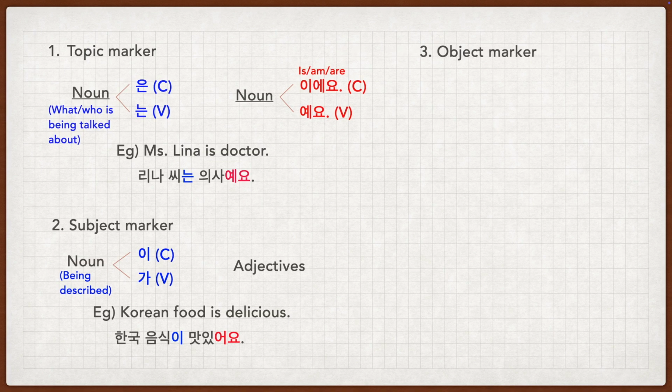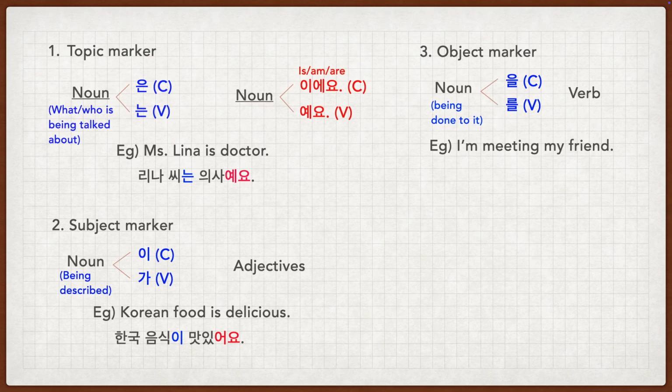And the third one we learned today is the object marker. A verb is always followed by object markers. Then after the noun we can attach 을 or 를. So let's practice. I'm meeting my friend. I was 저, and 저 is the person who is being talked about. 저는. Friend, 친구. To meet, 만나다.